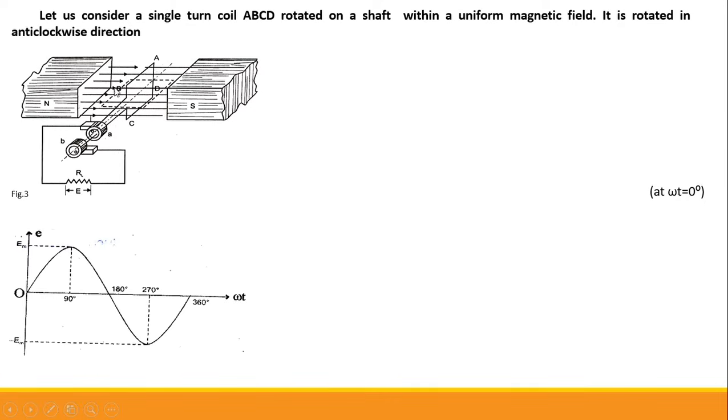Let us consider a single turn coil A, B, C, D. Look at the diagram, figure 3. Let us consider a single turn coil A, B, C, D rotated on a shaft within a uniform magnetic field. It is rotated in anti-clockwise direction. Students, here uniform magnetic field is produced by permanent magnets, one side north pole, another side south pole. Here the magnetic flux lines are traveling from north pole to south pole.